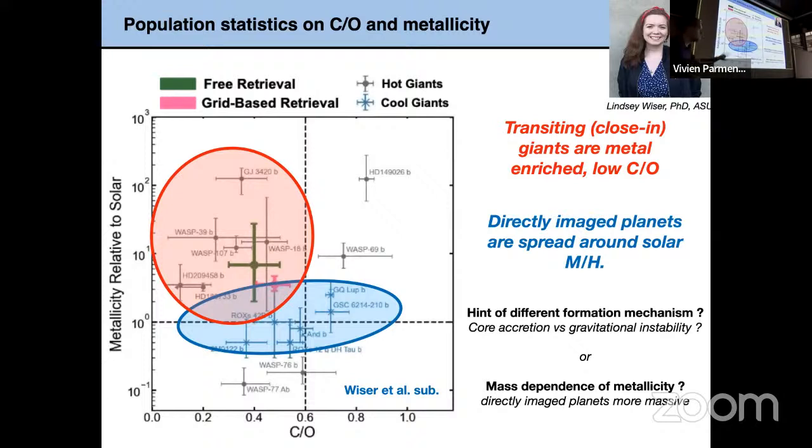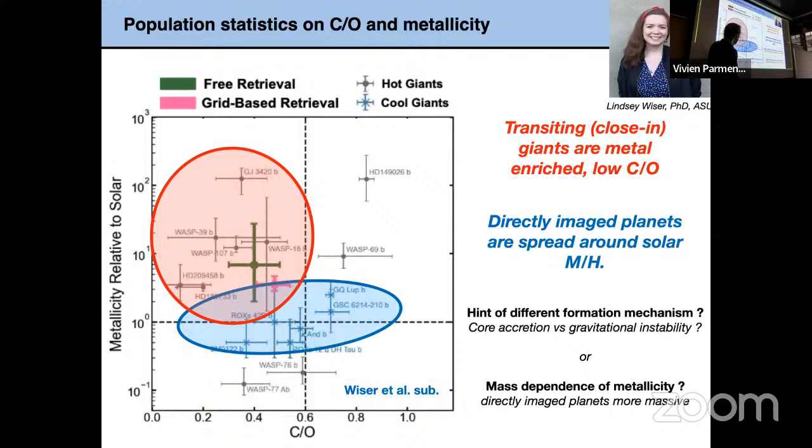with some scatter. However, if you look at the transiting planets, which are all those guys here, the majority of them seem to be in this corner of high metallicity, low C/O ratio, which I'm not going to try to tell you we know how it formed because we measured that, because that's more complex than that.